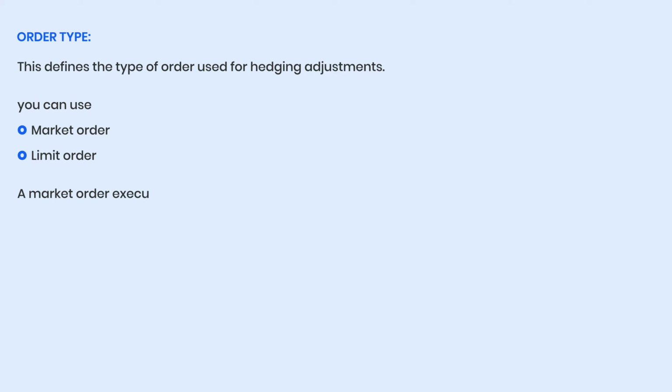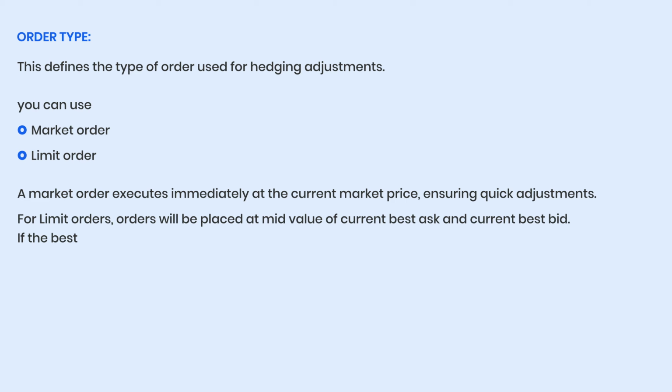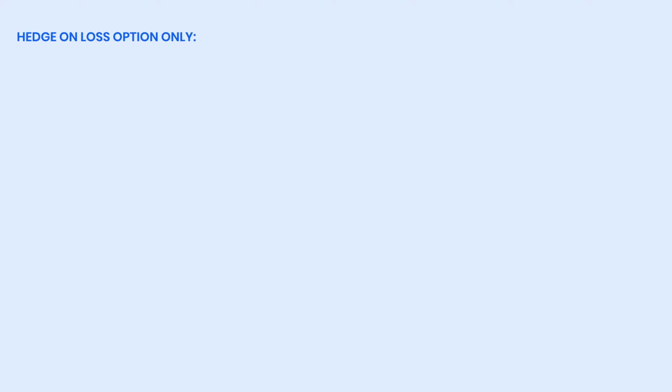A market order executes immediately at the current market price, ensuring quick adjustments. For limit orders, orders will be placed at the mid-value of the current best ask and current best bid. If the best ask is 1,50,000 and the best bid is 1,00,000, then the mid-value is 1,25,000, so the limit order will be placed at 1,25,000. Hedge on loss option only.